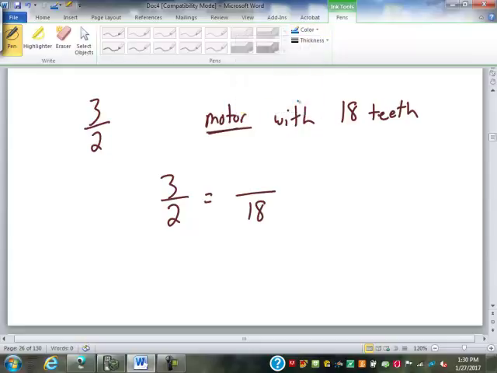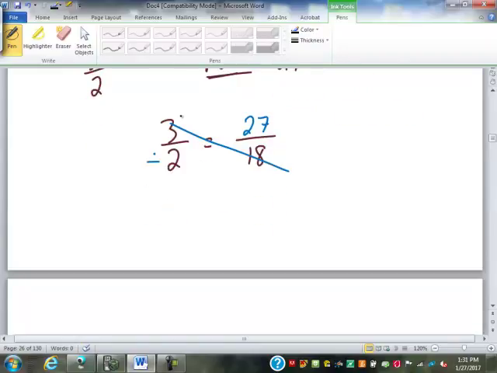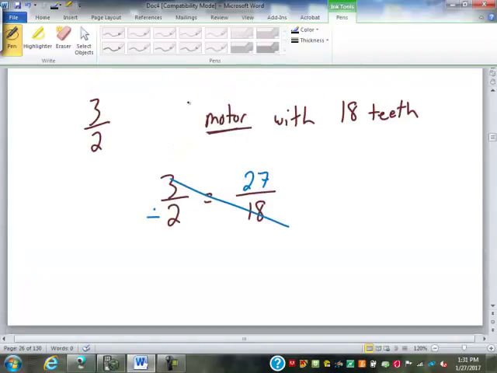To find that missing number, just like we did when we did percents last semester, we cross multiply and divide. 3 times 18 divided by 2 is 27. So the other gear needs 27 teeth. So it's just a proportion. Yep, 3 times 18 is 54. And divide by the 2. It's 27.